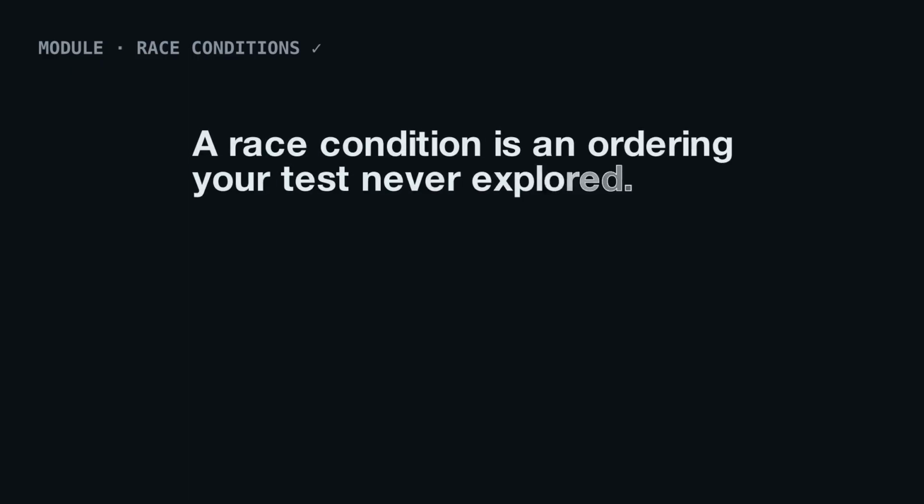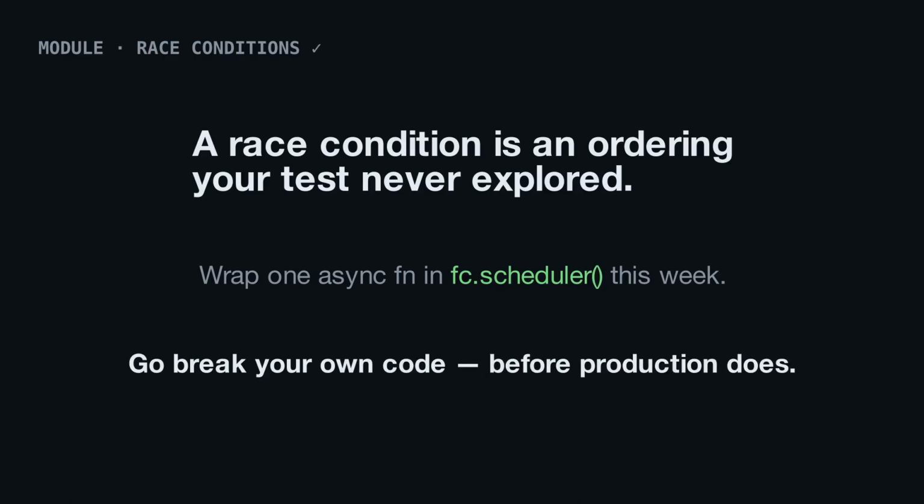So here's the one thing to remember. A race condition isn't bad luck you retry until it goes away. It's an ordering your test never explored. Give the test control of time, and you can explore them on purpose. This week, take one async function you don't fully trust, wrap it in fc.scheduler, and let it try. I'd bet it finds an ordering you never tested. Go break your own code before production does.